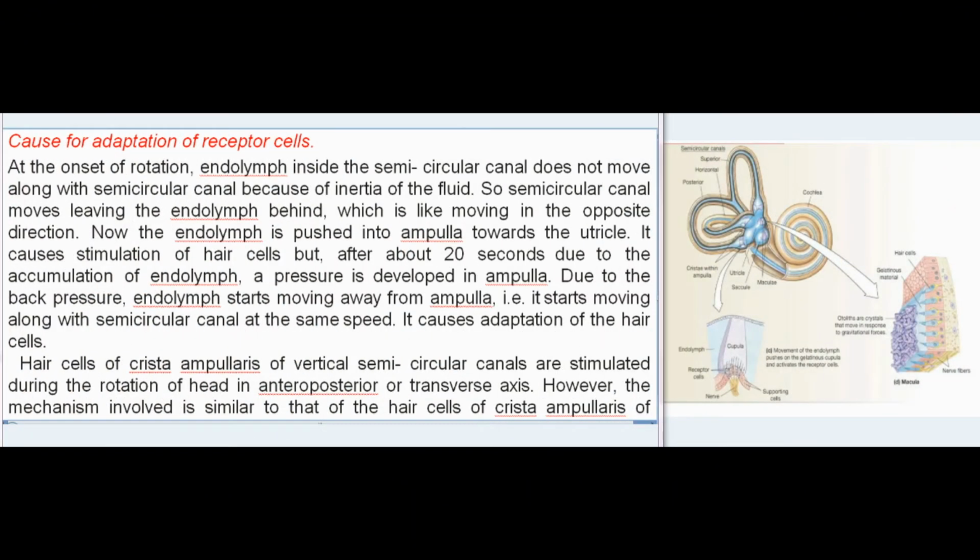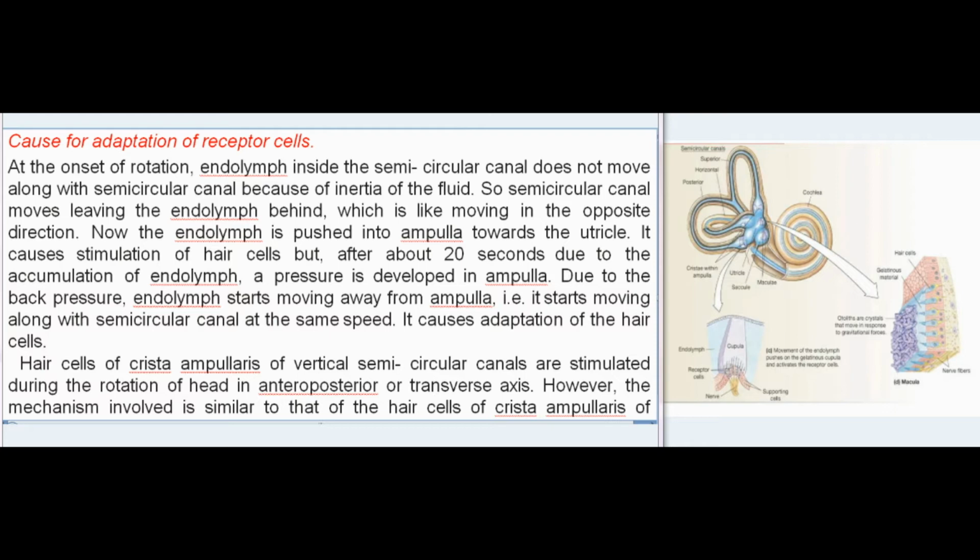Cause for adaptation of receptor cells. At the onset of rotation, endolymph inside the semicircular canal does not move along with the semicircular canal because of inertia of the fluid. So the semicircular canal moves, leaving the endolymph behind, which is like moving in the opposite direction. Now the endolymph is pushed into the ampulla towards the utricle. It causes stimulation of hair cells, but after about 20 seconds, due to the accumulation of endolymph, a pressure is developed in the ampulla. Due to the back pressure, endolymph starts moving away from the ampulla, i.e. it starts moving along with the semicircular canal at the same speed. It causes adaptation of the hair cells.